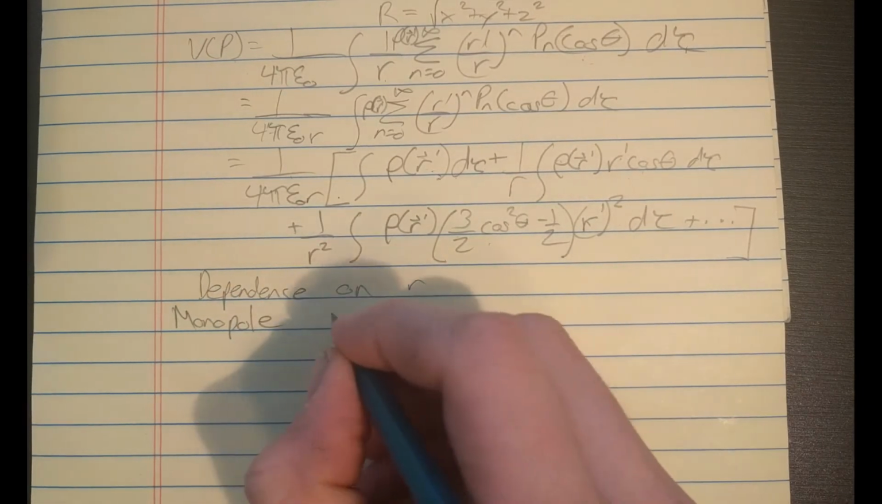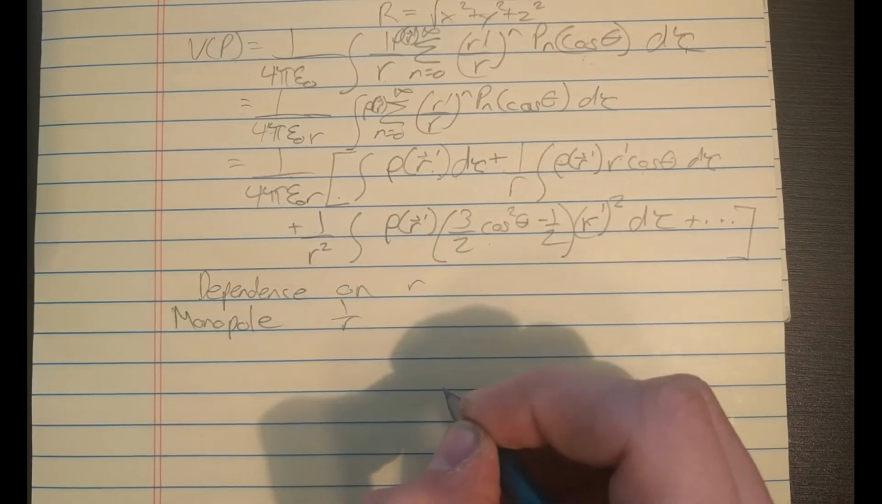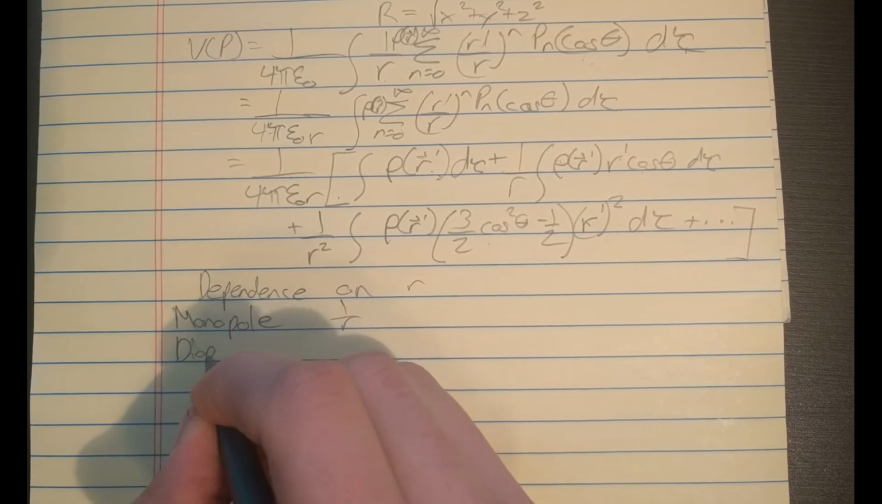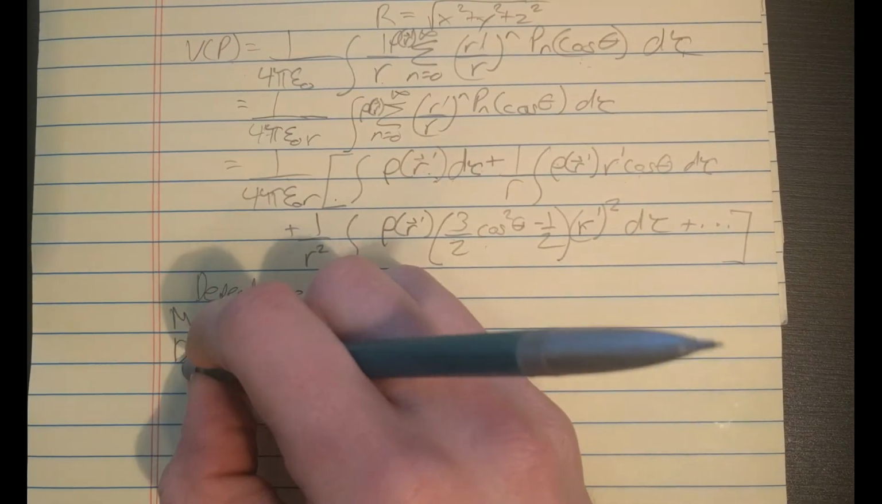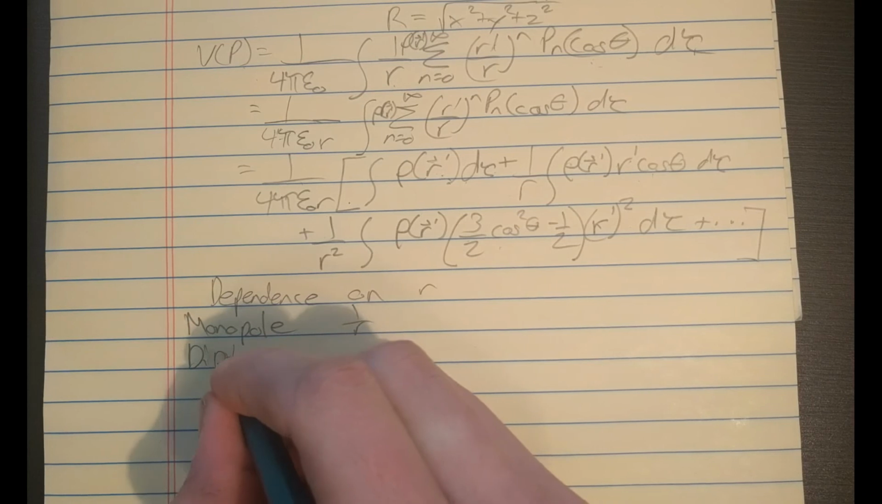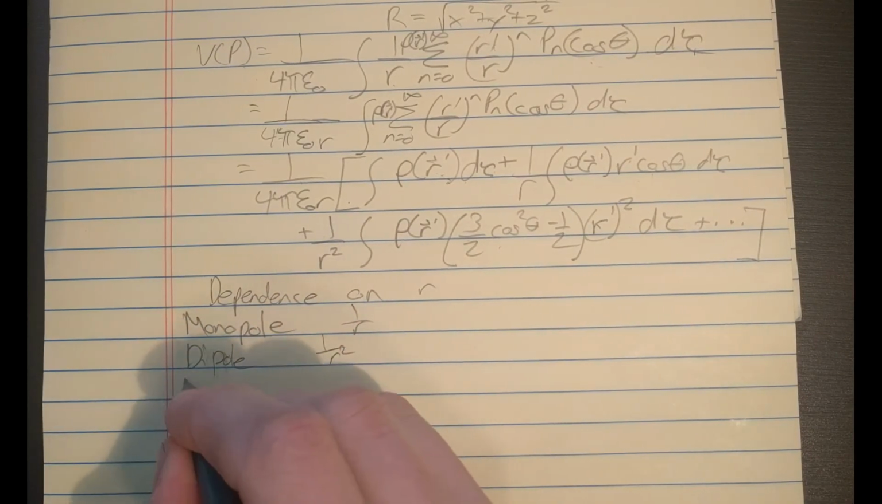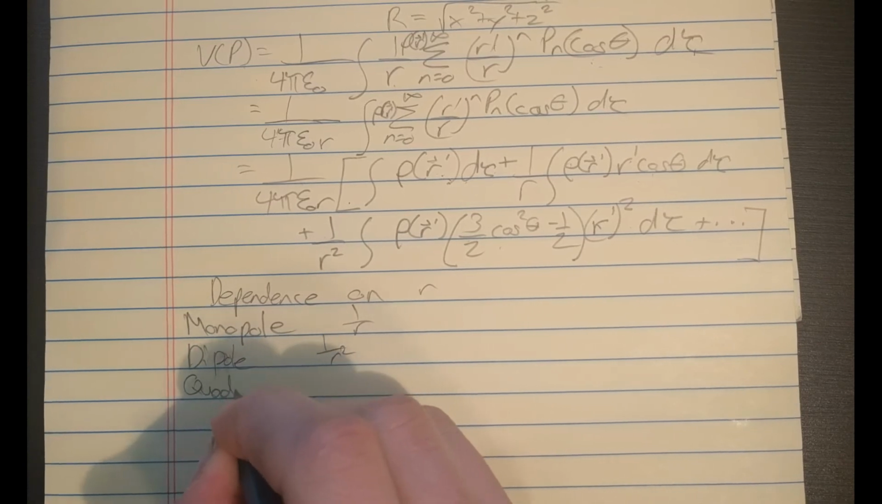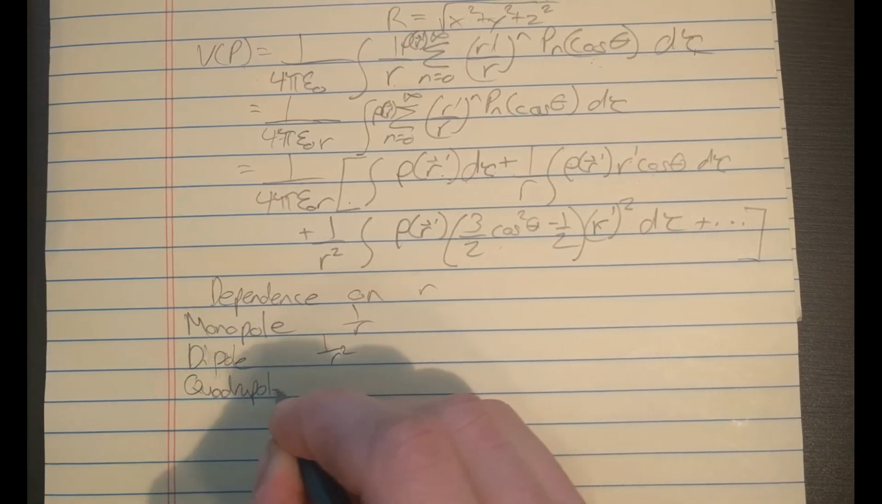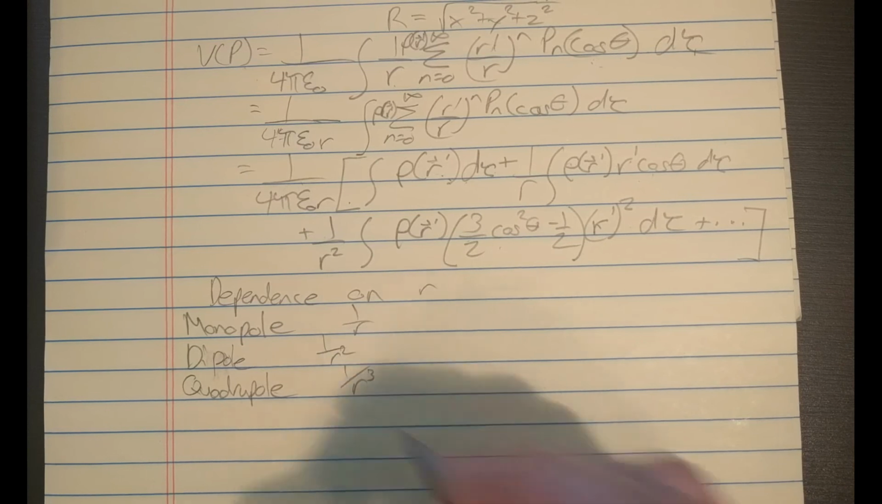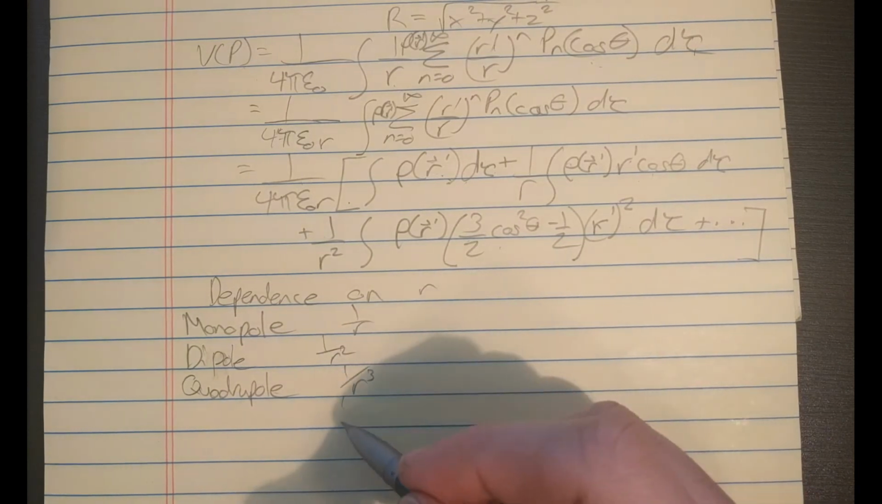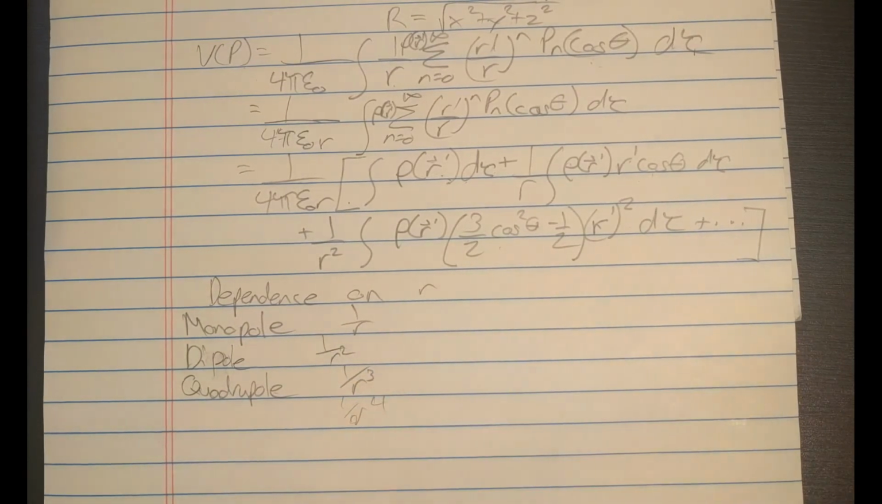So for a monopole, it goes as 1 over r. For a dipole, it goes as 1 over r squared. For a quadrupole, it goes as 1 over r cubed. Octupole would be 1 over r to the 4th, so on and so forth.